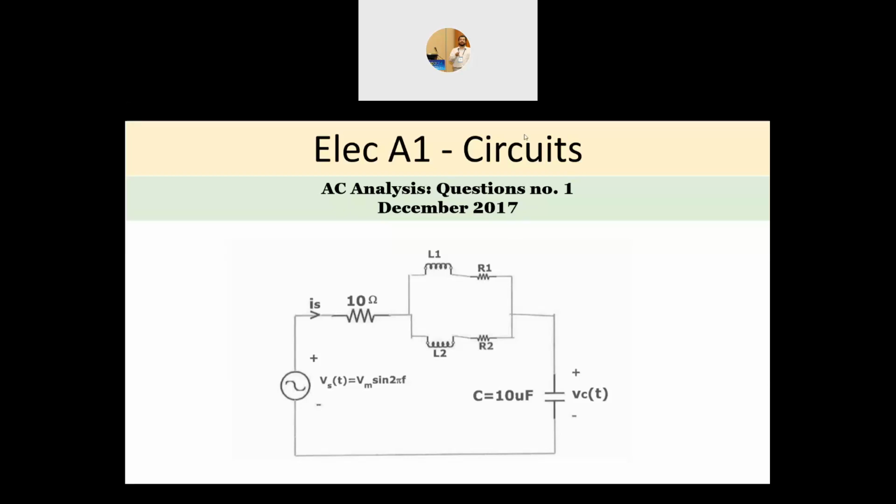Hi everyone, and welcome back to this series of solving PEO exams. This is a question about the electrical A1 circuit exam. In this question, we'll be solving an AC analysis question, and this is the fourth group or fourth category of the questions that is presented in the exam.